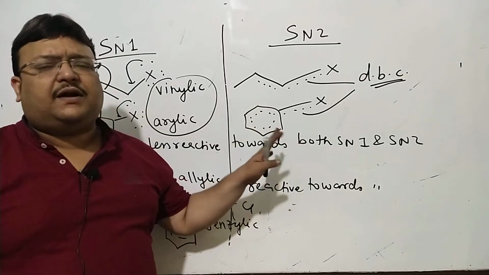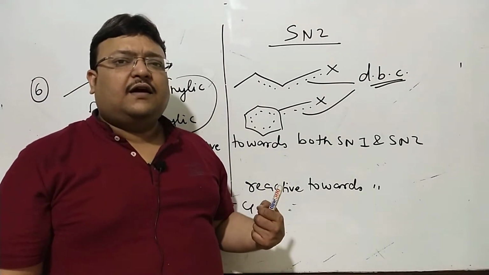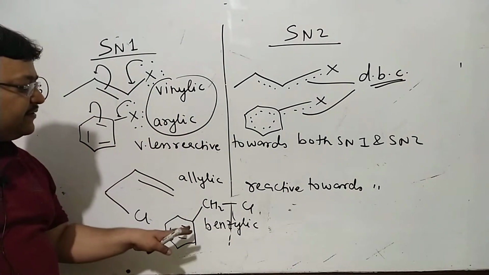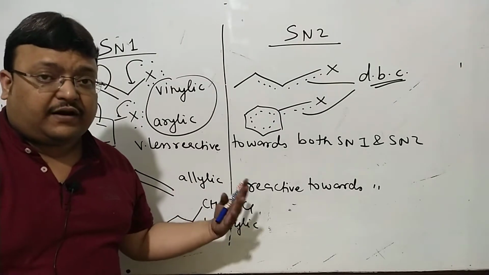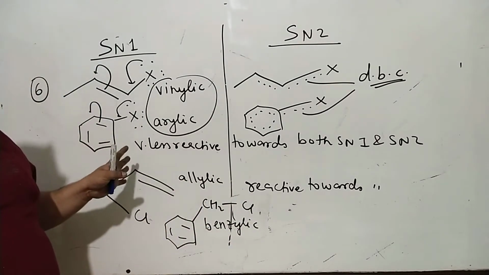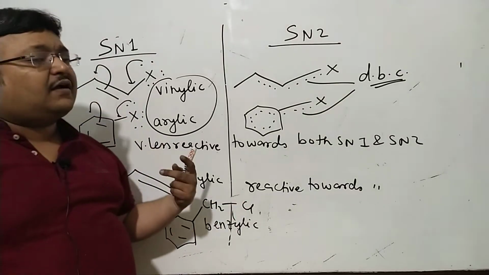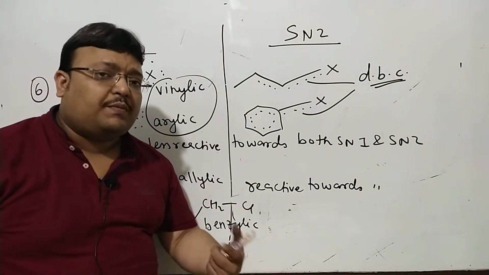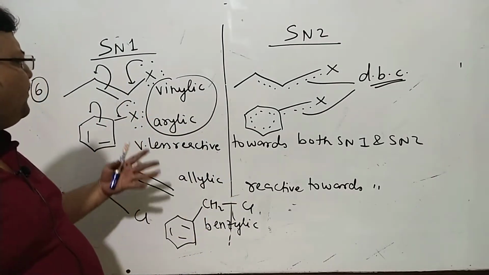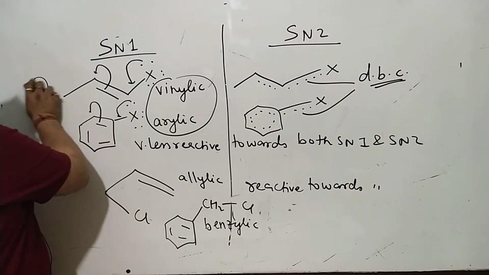Very basic fundamental facts. Arylic, vinylic are very less reactive. Allylic, benzylic are pretty reactive. They are very highly reactive. SN1, SN2 दोनों में allylic, benzylic बहुत reactive होता है, और vinylic, arylic SN1, SN2 दोनों में बहुत कम reactive होता है. So these are points which are common to SN1, SN2.